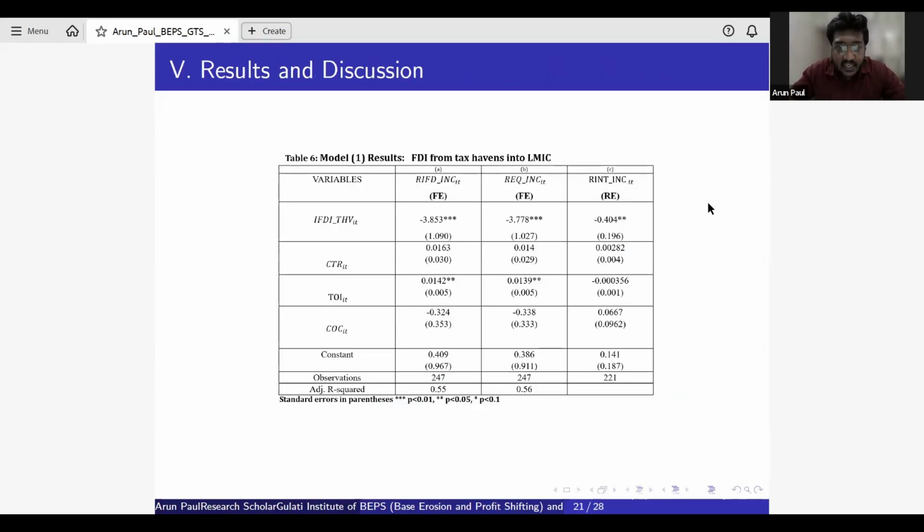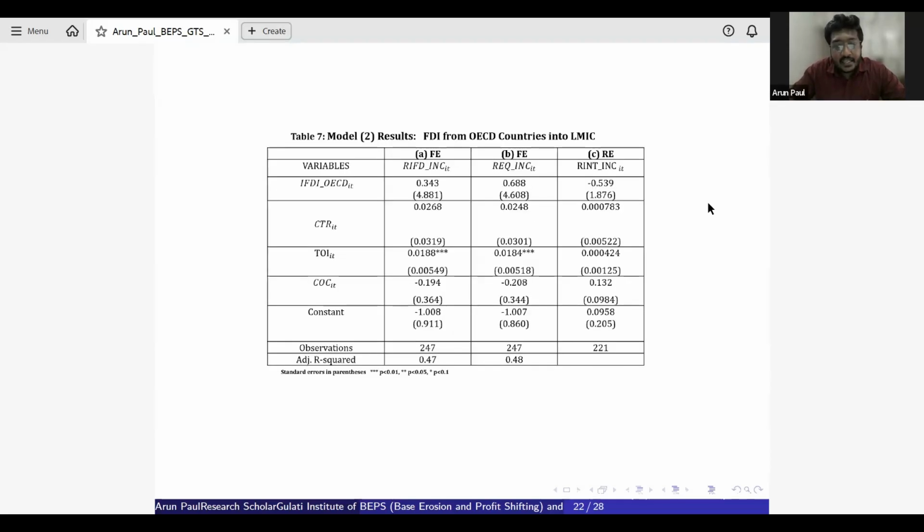This is the basic baseline regression result, which means that 1 unit of FDI from tax havens is causing a negative 3.8 unit change in total FDI income. And at the same time, 1 unit of FDI from tax havens is causing a negative 3.7 unit change in equity income. In contrast with the literature, the interest payment channel is very weak and it's showing a negative sign. And trade openness index is the only control showing significance in the two variables of interest. And coming to the OECD results, even though it is not negative, it is not showing any significant results.